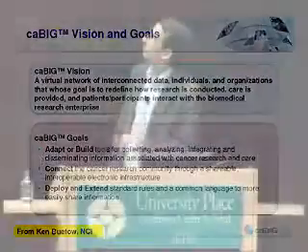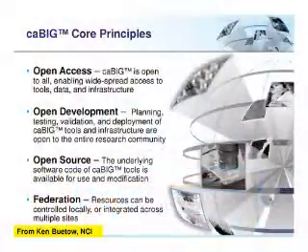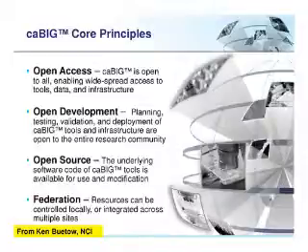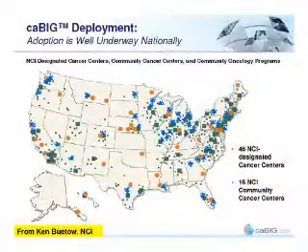So caBIG. Well, the vision is probably the best way to describe it: a virtual network of interconnected data, individuals, and organizations whose goal is to redefine how research is conducted, care is provided, and participants interact in the biomedical research enterprise. The core principles of caBIG are open access, open development, open source, and federation. The open source and open development, I suppose, is where this effort particularly fits in.